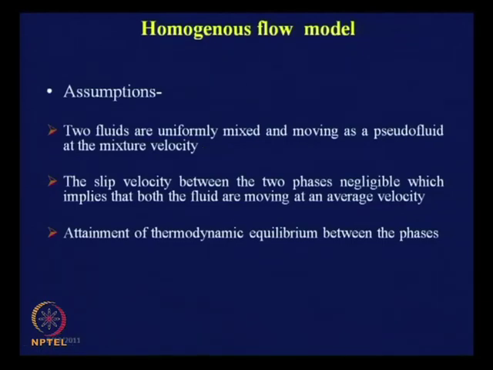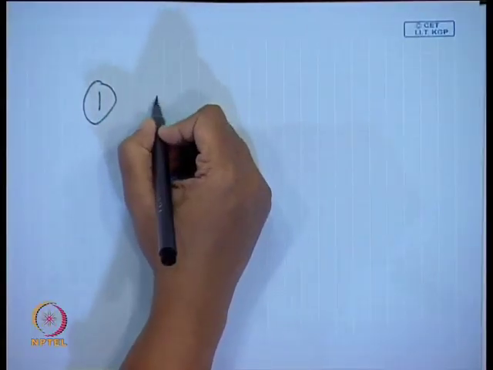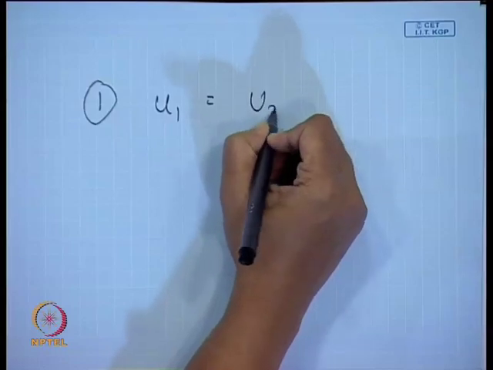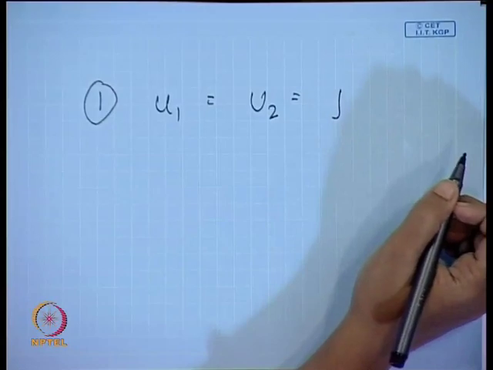Therefore, this automatically implies that the slip velocity between the two phases is negligible, in other words the two fluids are moving at the same average velocity. So, what does it imply? The first thing it implies is that the two fluids are moving at the same velocity, which is the mixture velocity. In other words, u1 equals u2 equals j. Agreed? This is the first thing that it implies.